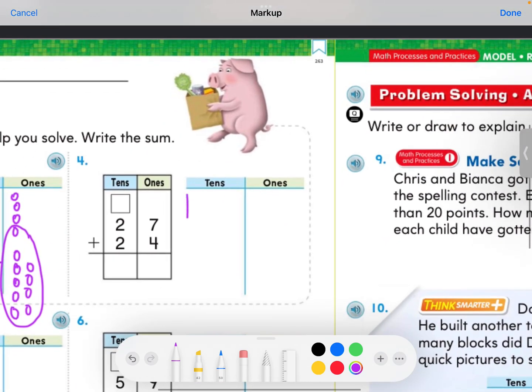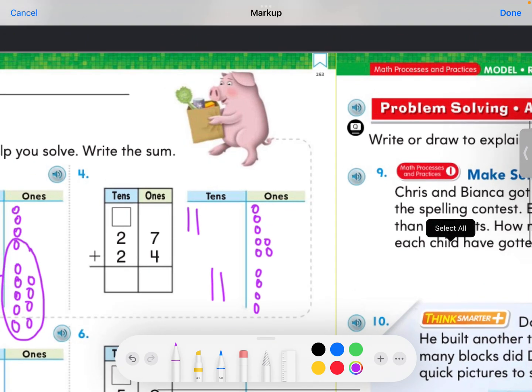Okay, so the first thing I do is I draw my quick tens. I draw 27, and I draw 24. Then I ask myself, do I have enough ones to get me to a 10? 7 plus 4 is 11, so I do have enough. 7 needs 3 more. Got myself a 10.